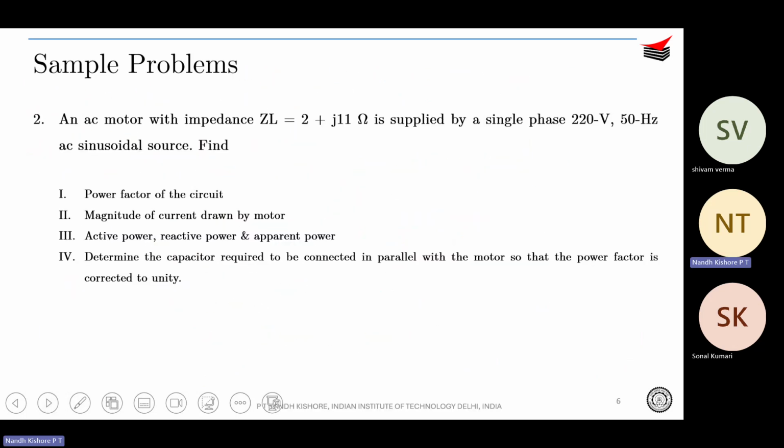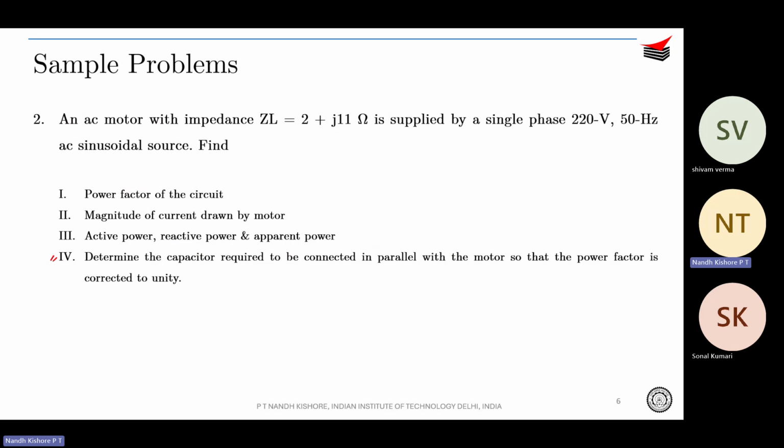As I told, one question was on just the circuit. The next question is on the power factor, active power, reactive power, and so on. And there is a very interesting component over here, which is part number 4. We will see. That's why I have taken this particular example.